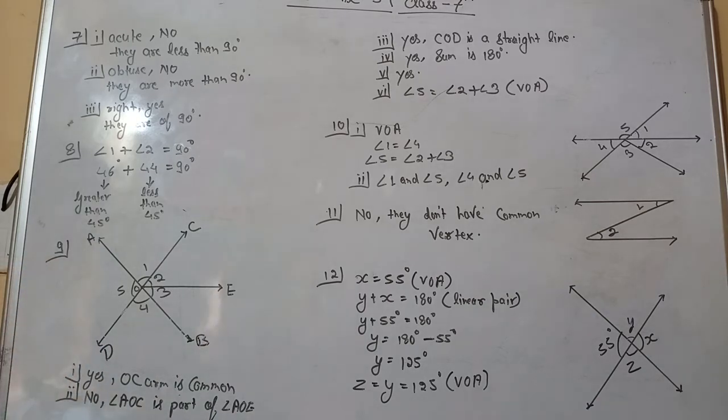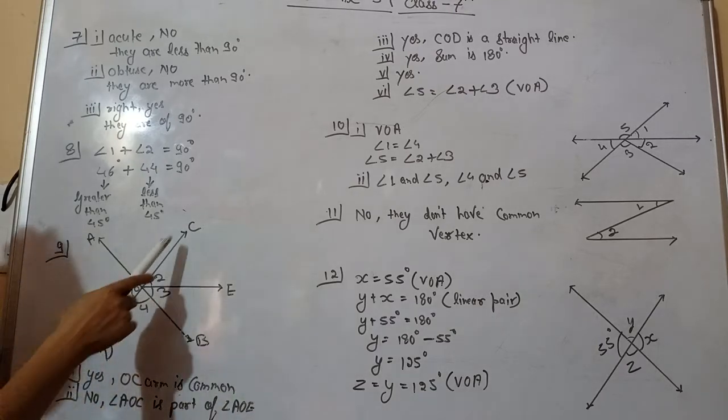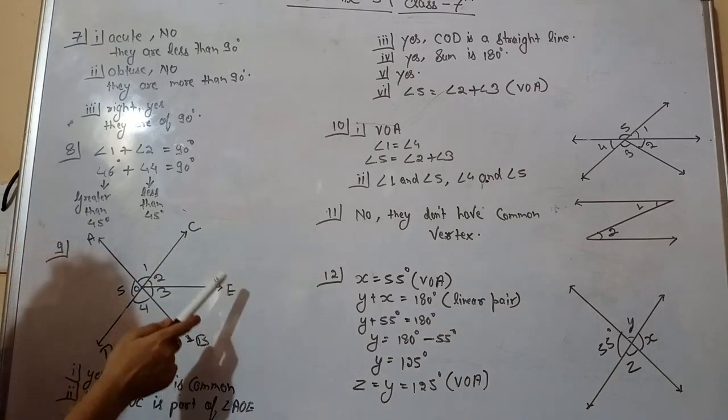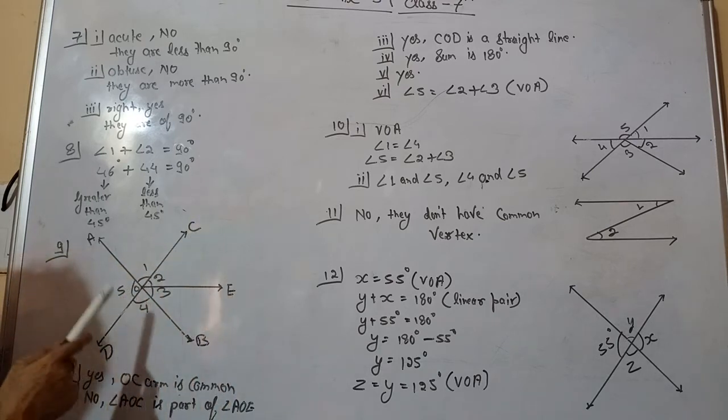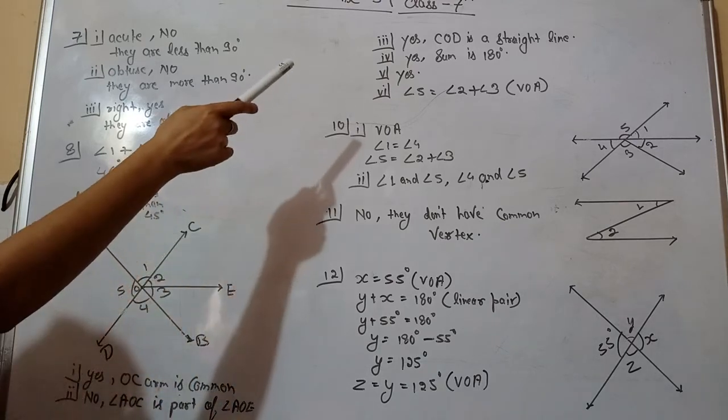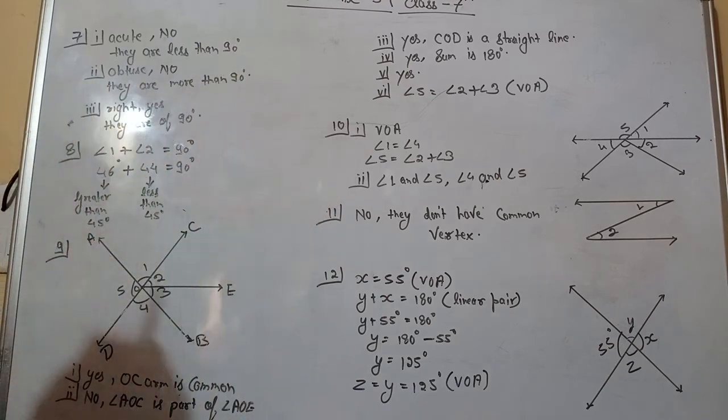Okay. Now question number 3. Do COE and EOD form a linear pair? So see here, COE and the next one is EOD. The complete line is CD. So yes, they are forming a linear pair. So I have written here COD is a straight line. So they will form a linear pair.